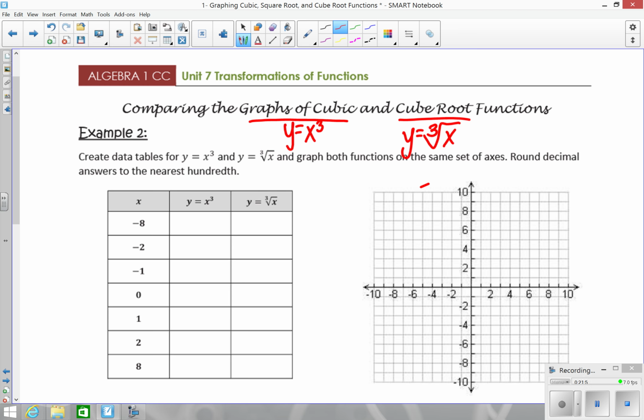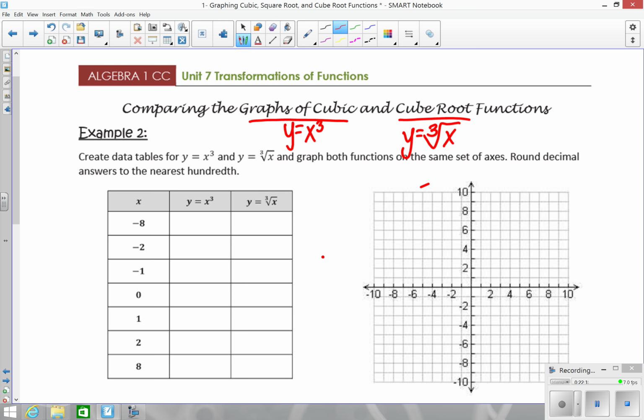They undo each other. So if I cube a number, let's say I cube 3, I get 27. If I cube root 27, I'll get 3. So let's look at plotting these. For this, again, I recommend doing this two ways. First, we're going to just evaluate these numbers, and then I would like you to enter them in your calculator so you can see what those look like.